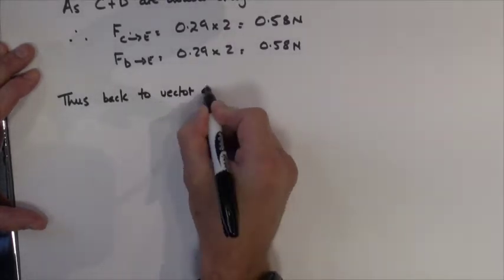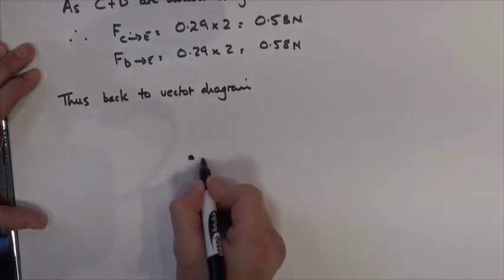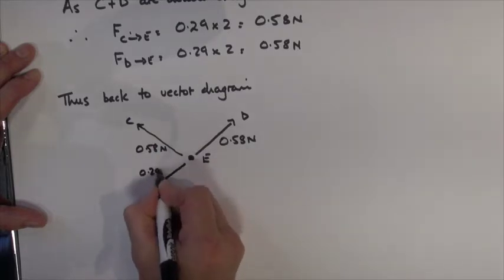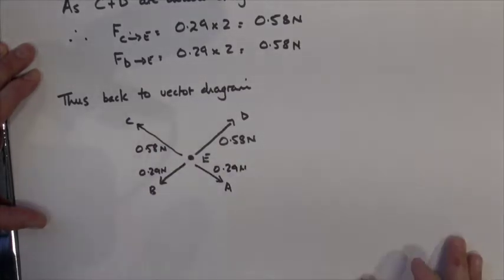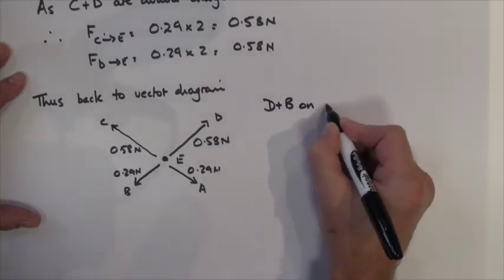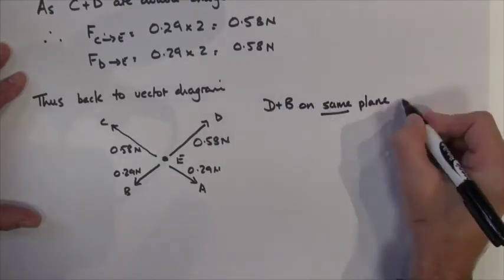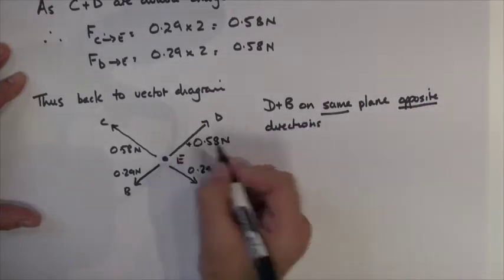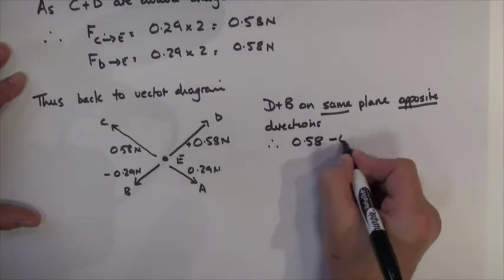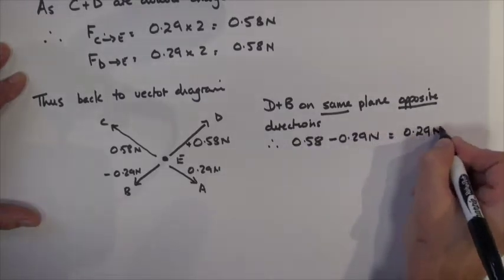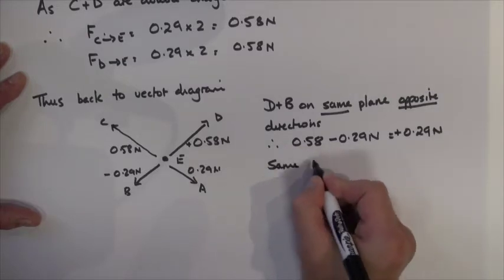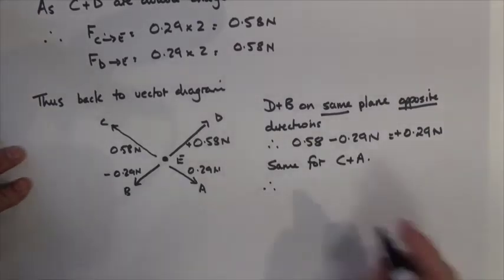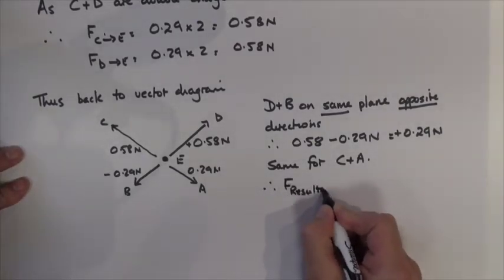If we go back to our vector diagram, this is what is going to be produced. Here's E. There's a force acting at 45 degrees in both directions of 0.58 from C and D and 0.29 downwards from B and A. D and B are on the same plane, but they're in opposite directions. As a result, I can take these two away. Let's say that 0.58 is going to be positive, so the opposite direction is negative. So it's 0.58 minus 0.29, which equals positive 0.29. This is exactly the same for C and A.